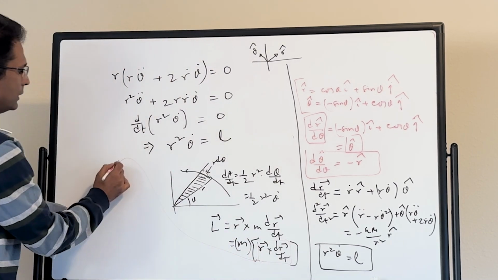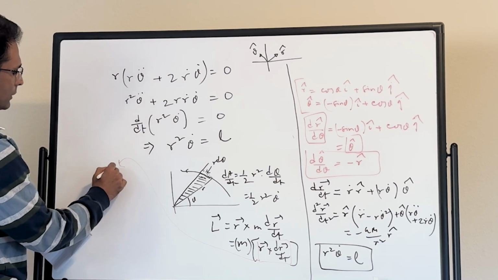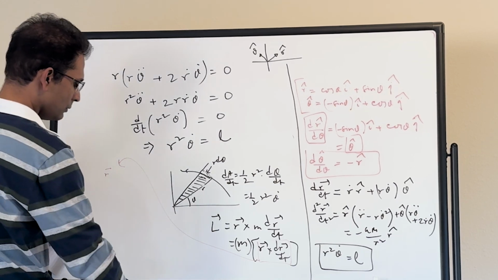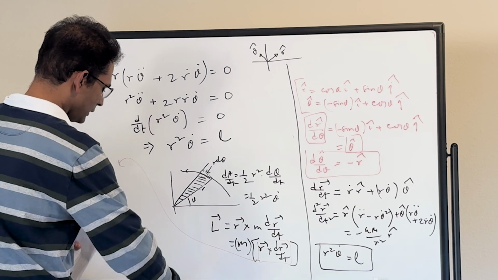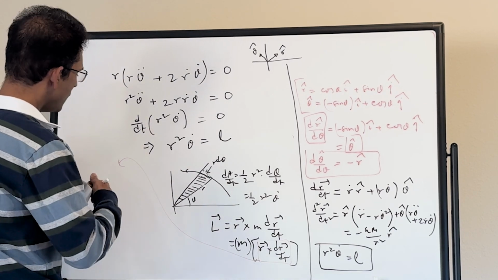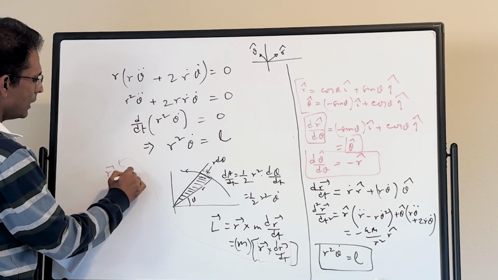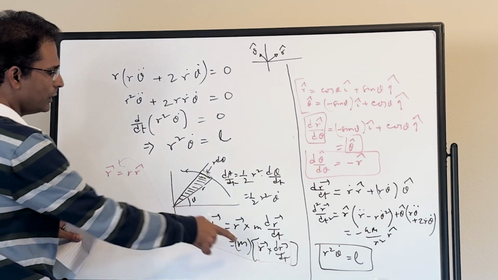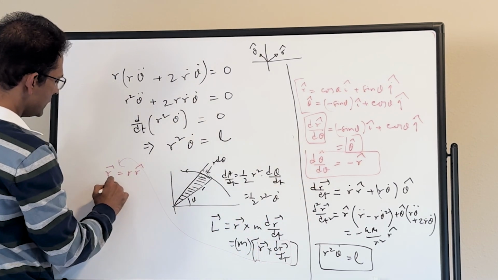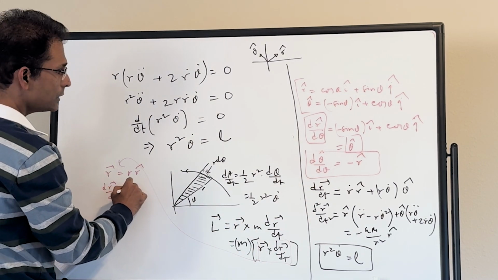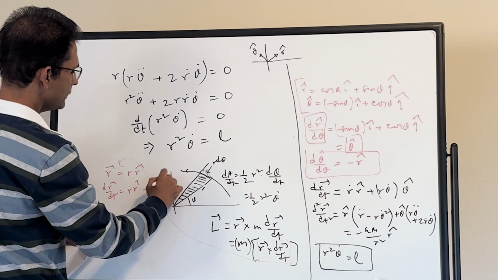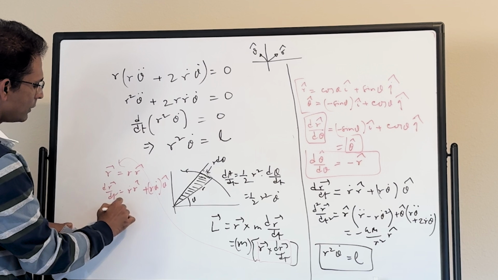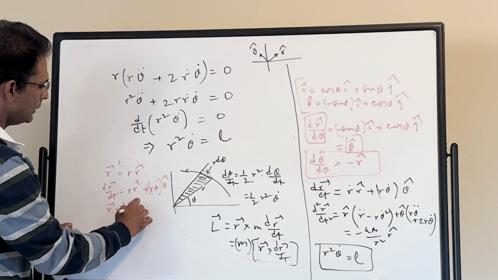So I'm going to do it here. R, I think it's probably too faint to see this color, so I'm going to use a different color. R is R hat, right? That's the radius vector. And dr/dt is r dot r hat plus r theta dot theta hat. So when you do r cross dr/dt, what do you get?